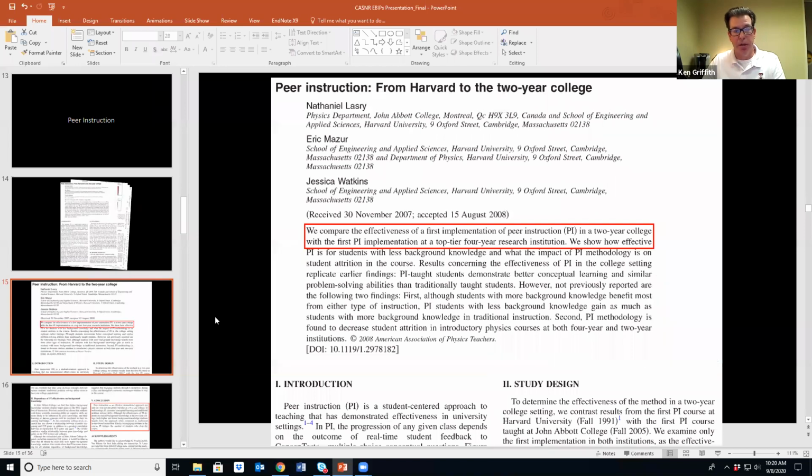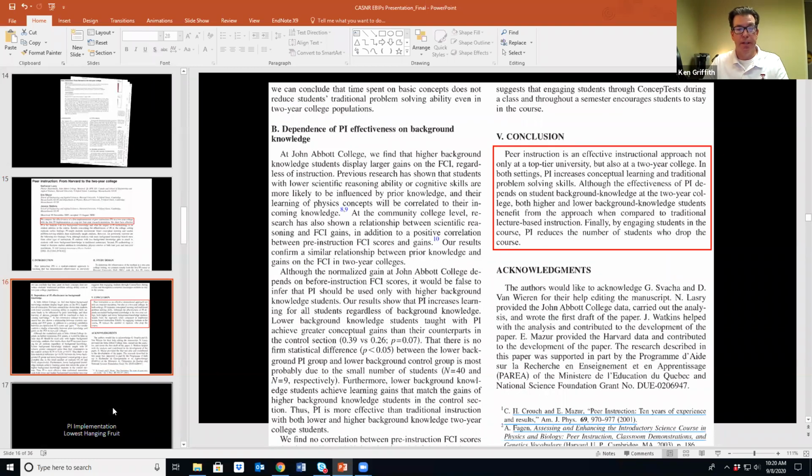And again, I'm just going to share a brief clip of some of these papers. We're not going to read them all. If you're interested, I can send all these links to you. I tend to want to send the links instead of the papers themselves, because that way the author will get the credit for the hit on having that paper looked at. But anyway, this particular set of authors compared the effectiveness of peer instruction in two-year colleges with top-tier four-year institutions. And here are some of their findings. They saw that it was an effective instructional approach, not only at top-tier institutions, but at two-year colleges as well.